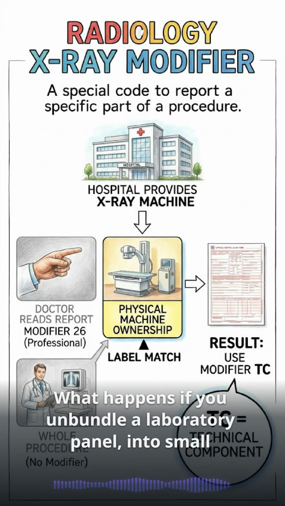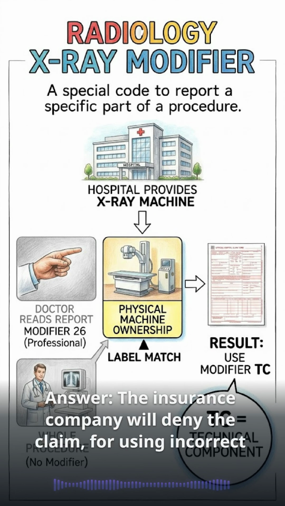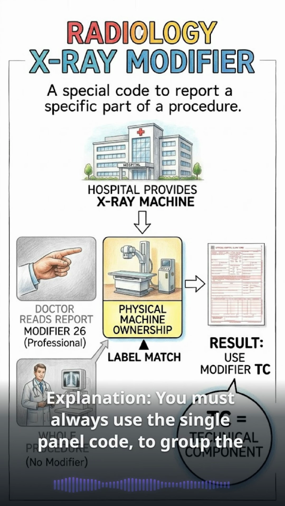79. What happens if you unbundle a laboratory panel into small individual test codes? The insurance company will deny the claim for using incorrect medical billing codes. You must always use the single panel code to group the tests together.